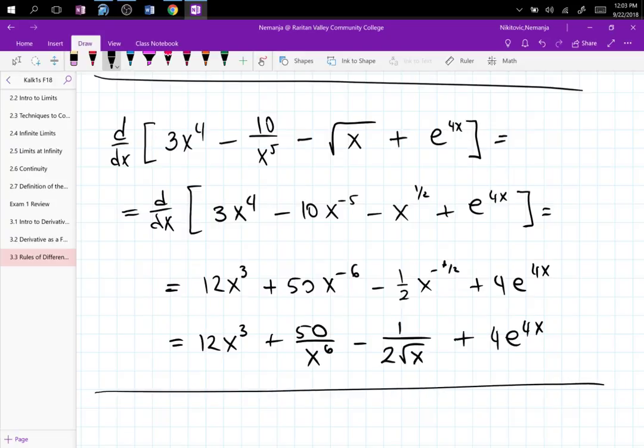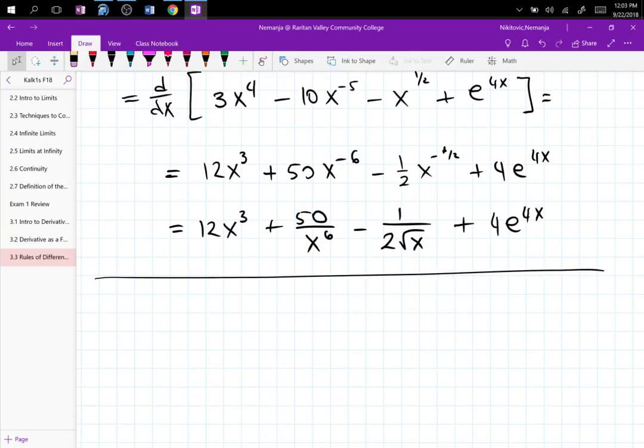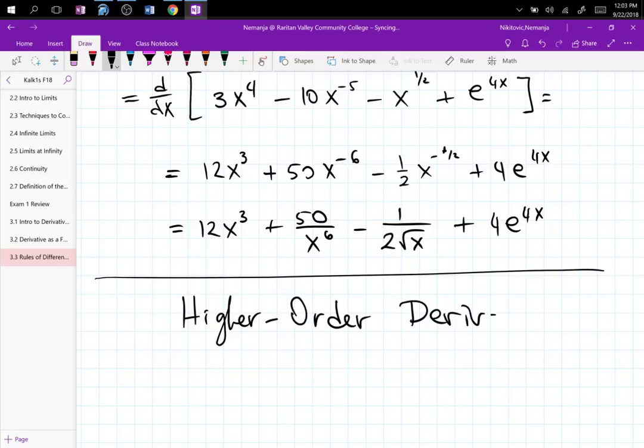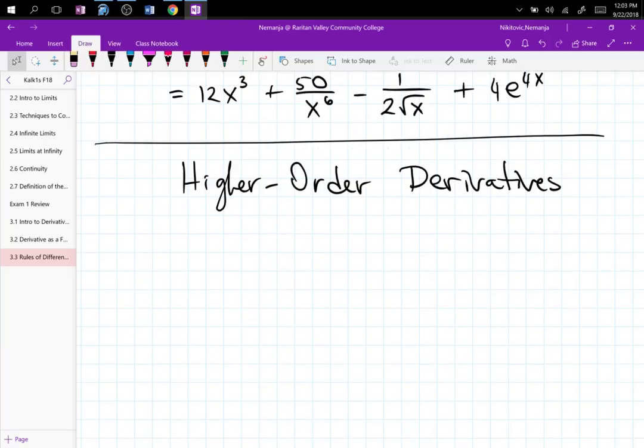The last part of this lecture is going to be higher order derivatives. We said that the derivative is a function, which means that once you find the derivative, and the derivative is a function, you can take another derivative of that function to come up with another function. And then you can take the derivative of that function, and you can chain this as far as you want.